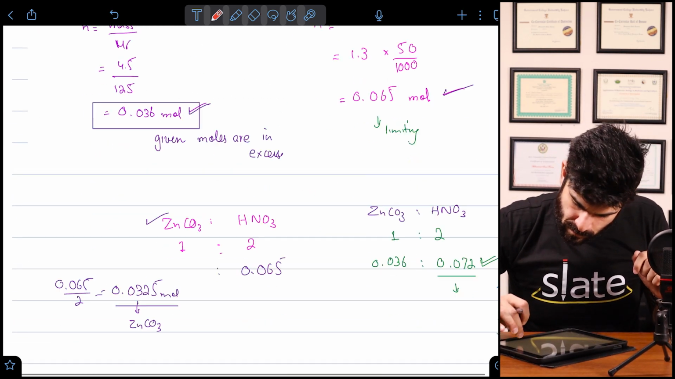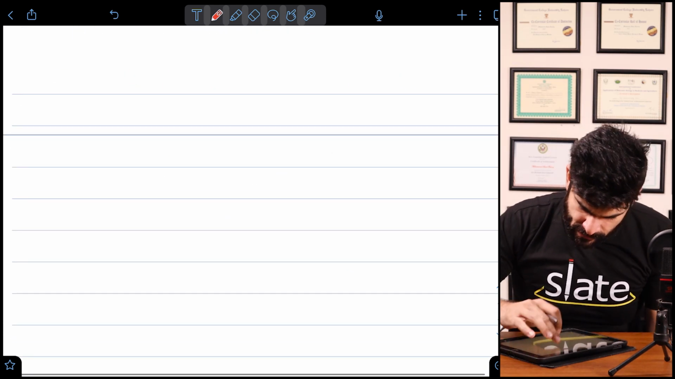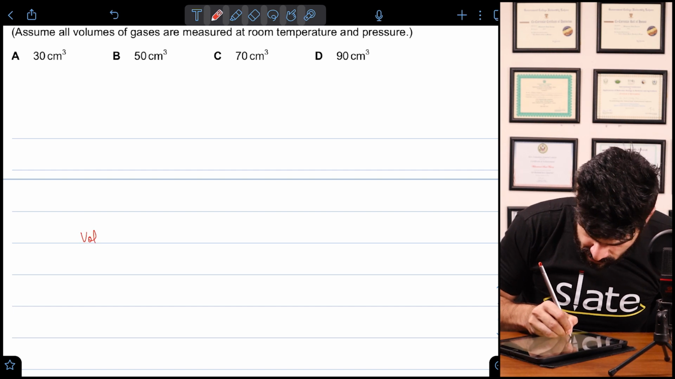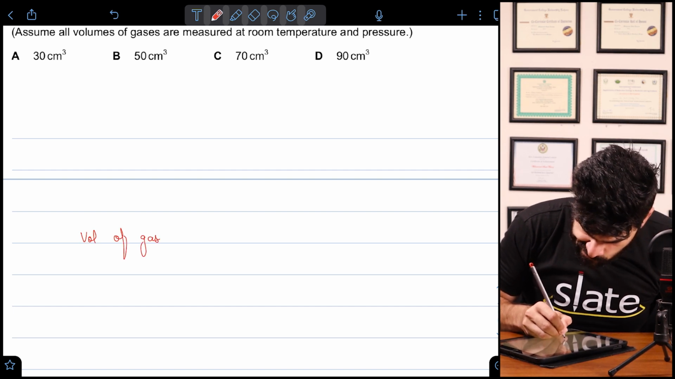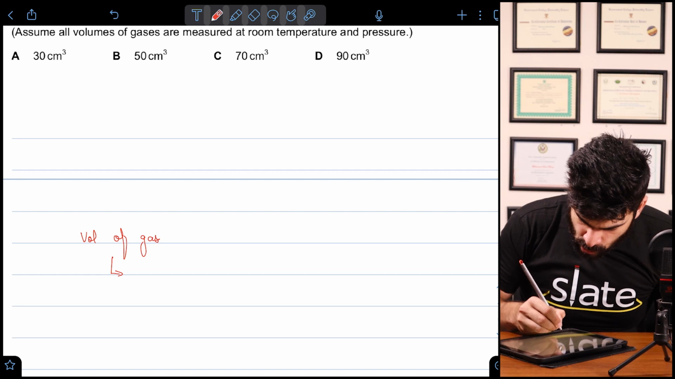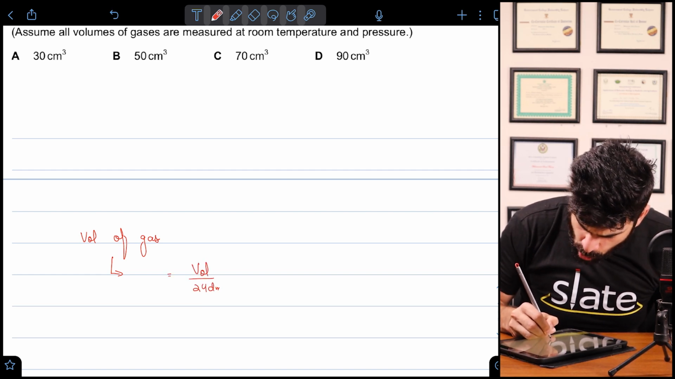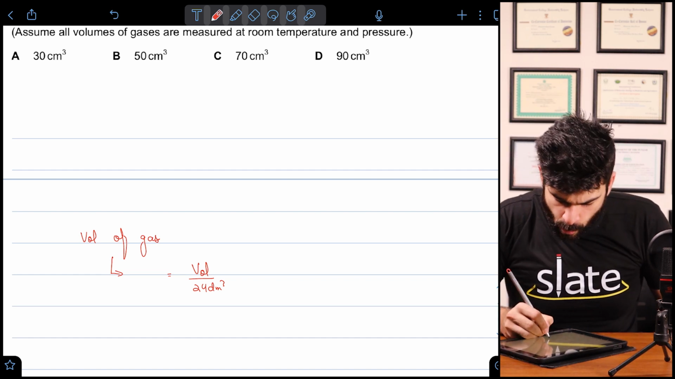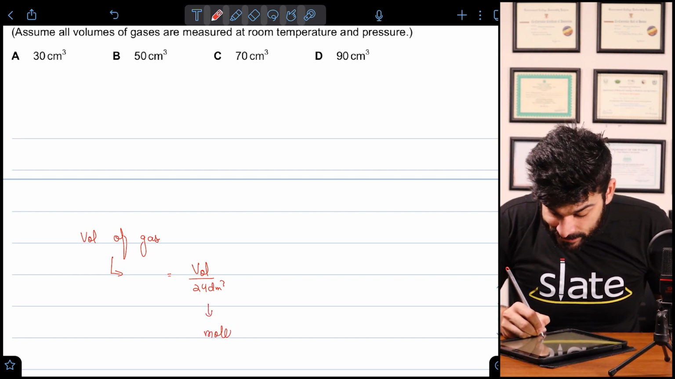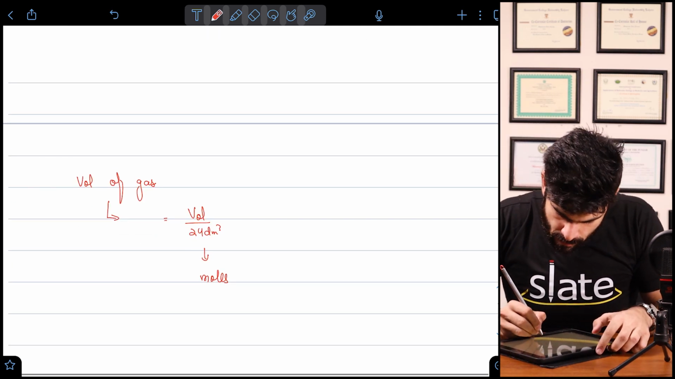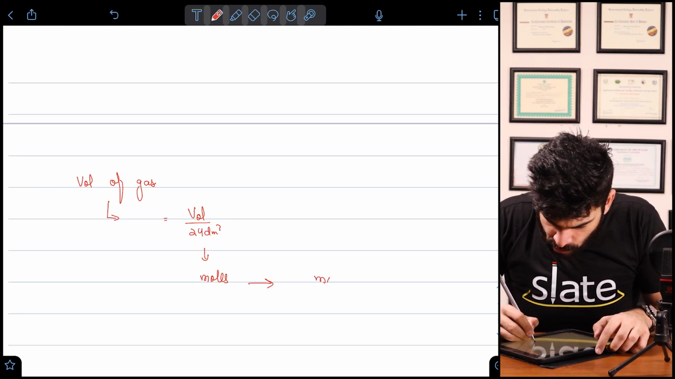Why? This is a funny thing. Then we'll solve this question. If we have a volume of gas, we will initially convert it into moles by dividing it by 24 dm³ or 24,000 cm³. We get the moles, and then we make a molar ratio. And from the molar ratio, we get the moles of the unknown.